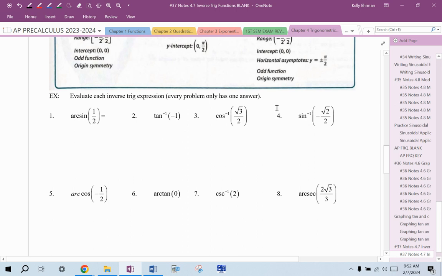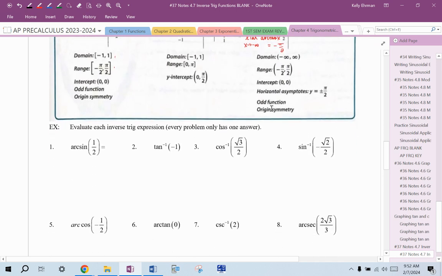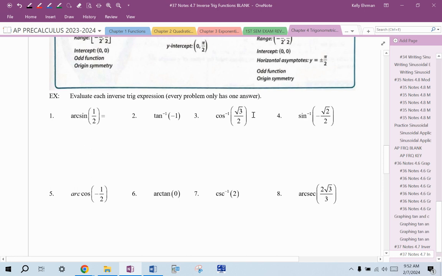All right, what are we focusing on today? Not the graphs today. We'll focus on that tomorrow. Today, I just want to be able to evaluate these. So evaluate each inverse trig expression. Every problem has only one answer, and every answer is an angle. So here's how I do these, sort of a visual for myself. If I want to figure out what's the arc sine of 1/2, first of all, my answer is going to be an angle. So I need to know that.